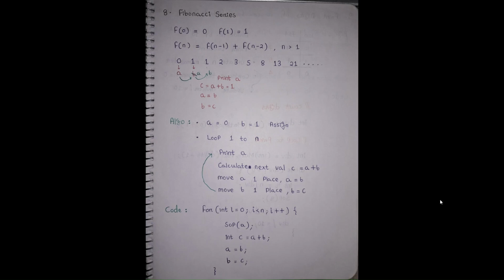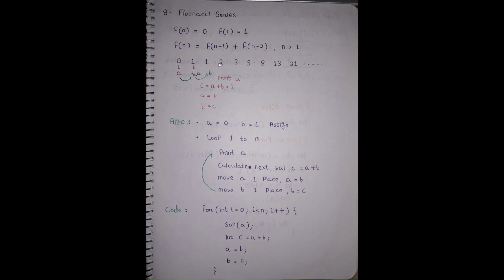So the starting terms are always 0 and 1. F of 0 is always 0 and F of 1 is always 1. That's where we start things with. After that, every number is determined by the sum of its previous two terms. So if we try to get the third term, we have to add 0 and 1. We get 1. That's why the third term is 1.